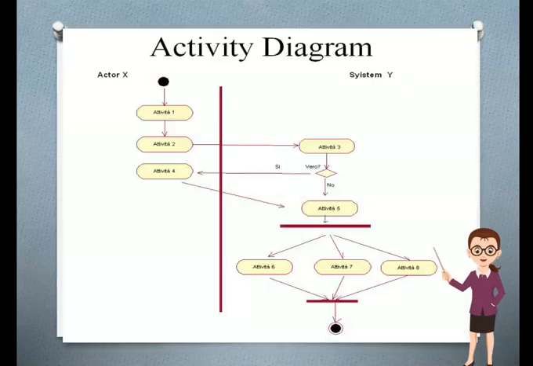This is an example of a swim lane diagram with actor X and actor Y. Actor X is responsible for performing activities 1, 2 and 4. After that, actor Y is responsible for performing other activities. Activities performed by actor X are represented in actor X's lane, whereas activities performed by actor Y are represented in actor Y's lane. That's why this representation is known as a swim lane.